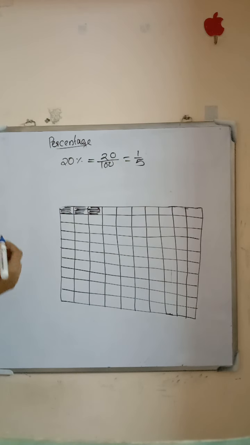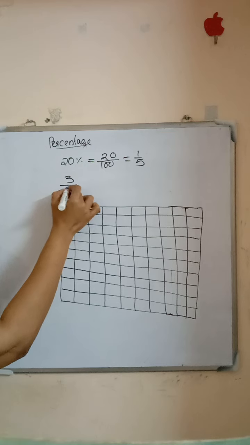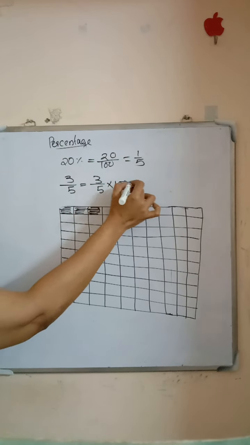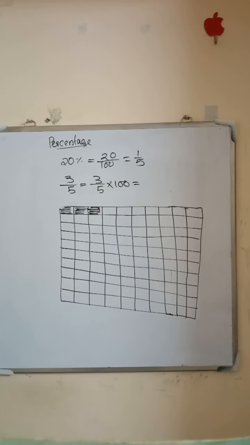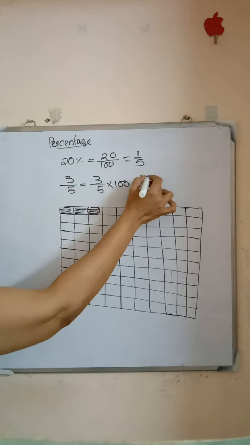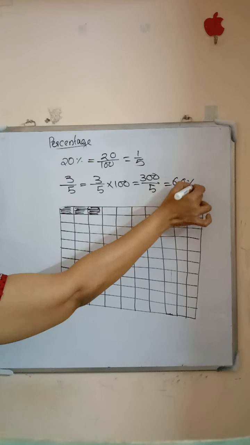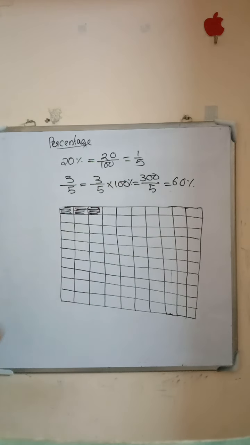3 by 5 equals 3 by 5 into 100. That is equal to 300 by 5, which is equal to 60%. Here also percentage. 3 by 5 is equal to 3 by 5 into 100%. Okay. Next is the relative percentage.